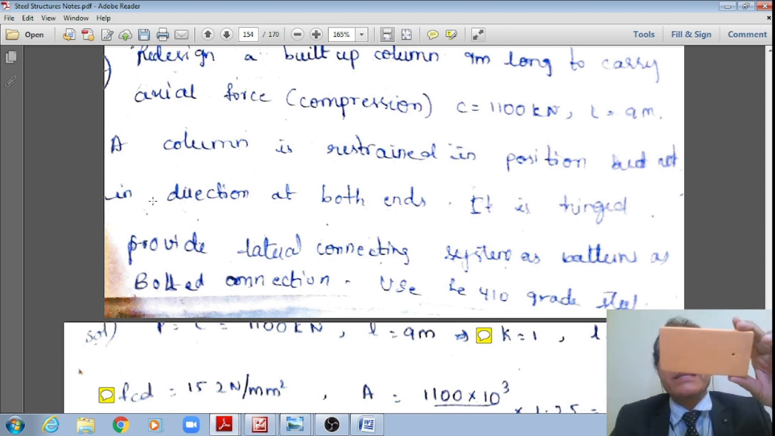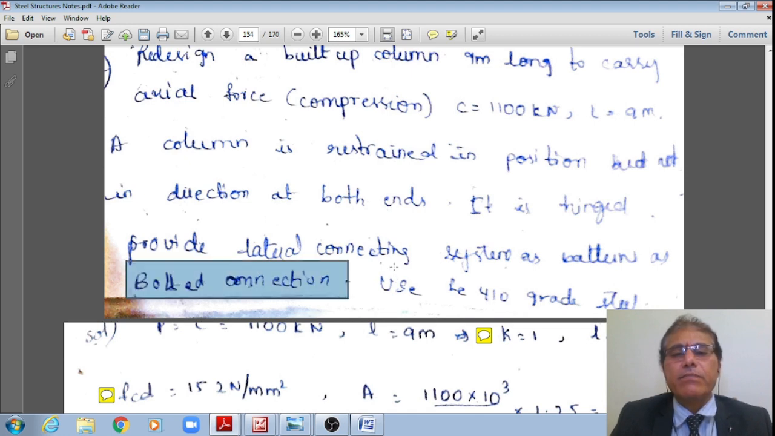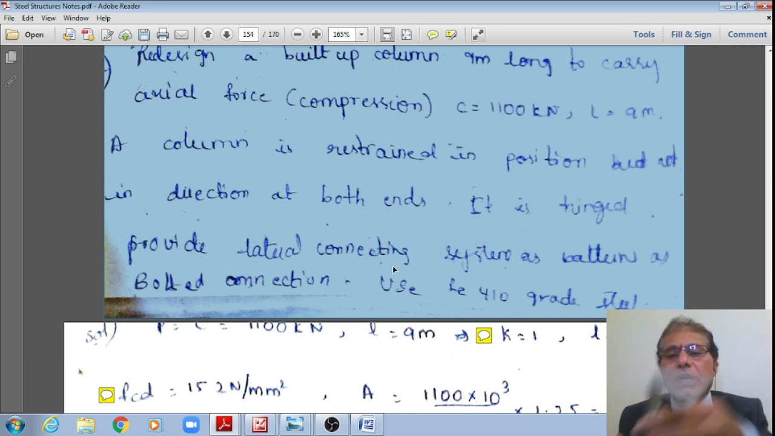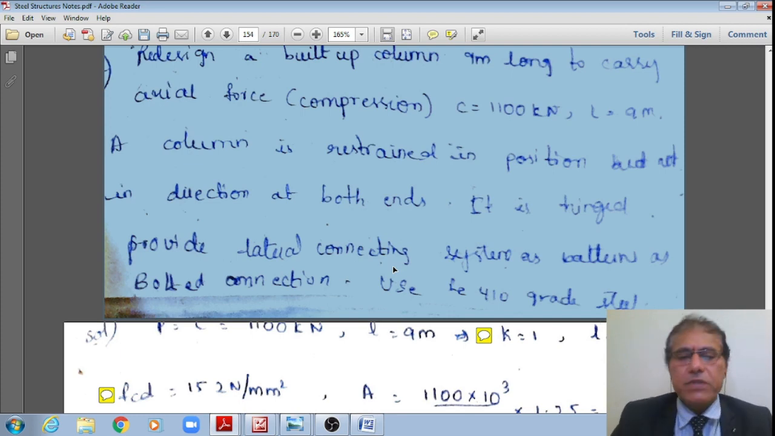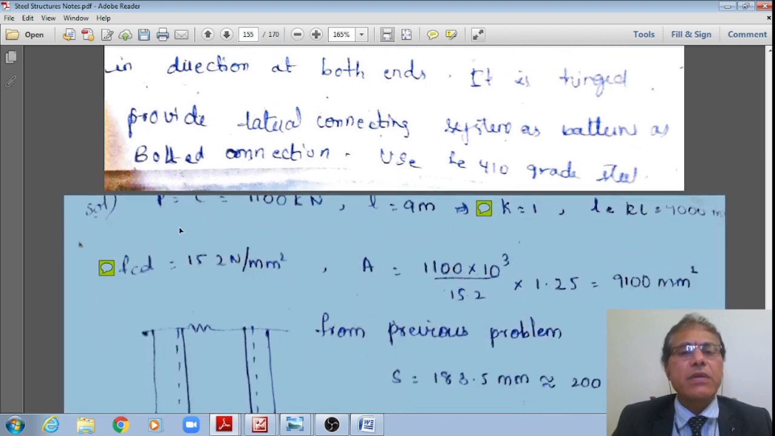The lateral connecting system should be the batten, right? In the previous problem it was using a lacing, right? And also use bolted connections, right? Use Fe410 grade steel, right? That is the problem given, students. Now let us see what is the given data. These are the given data, students.